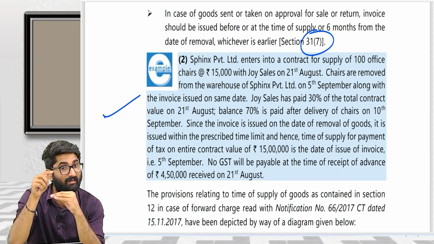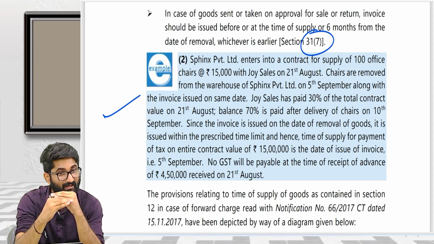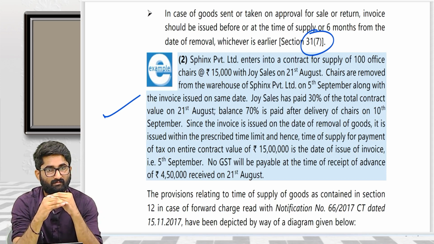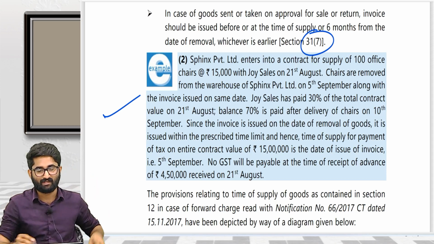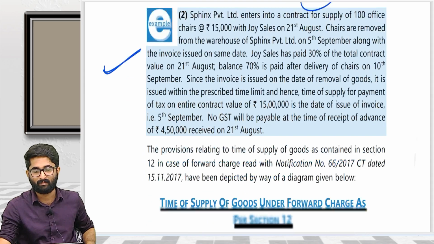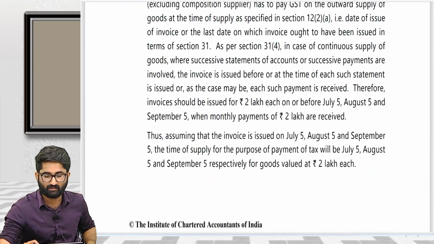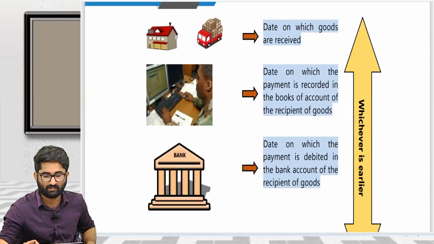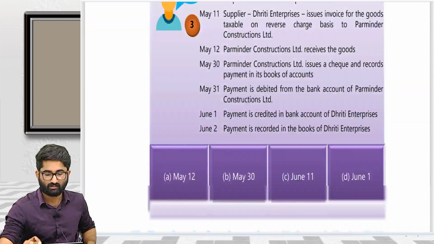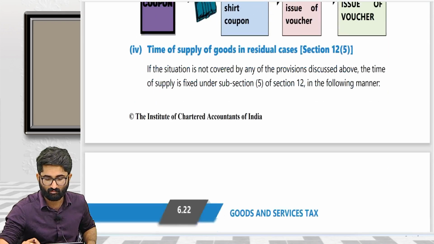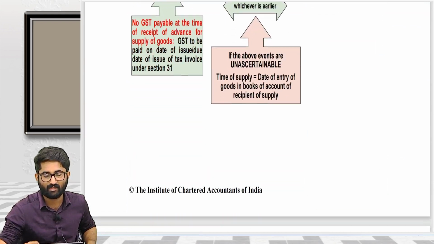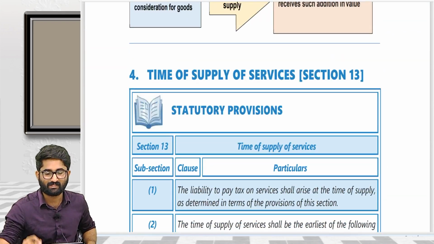GST is there, but not at that time. GST will be at the time of invoice or the last date to issue the invoice. That is beautifully explained in this example. Please go through that, and this is the summary. So this we have discussed already. There are some quizzes. So this is about section number 12, and no extra important point. Now we will go for section number 13, subsection 1.